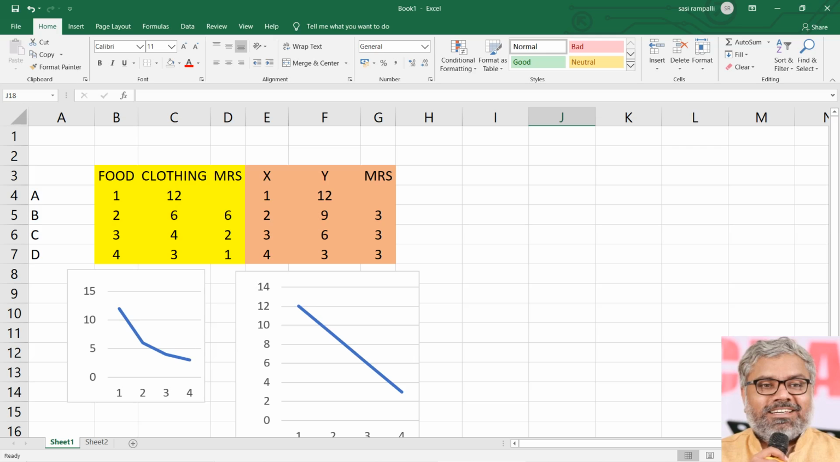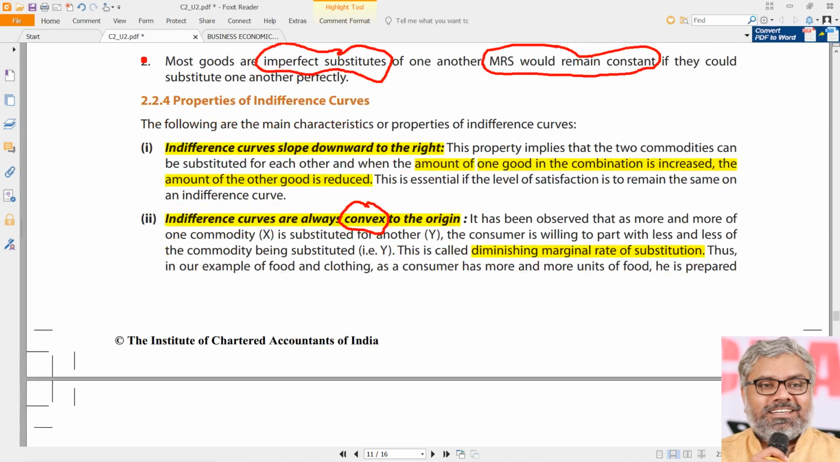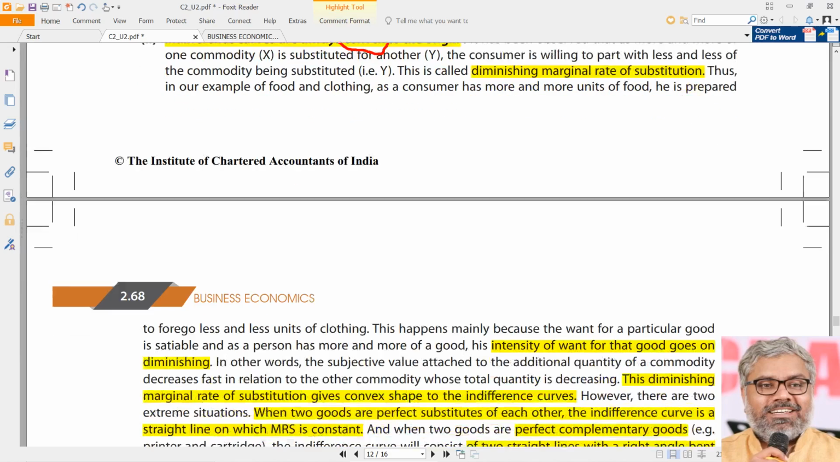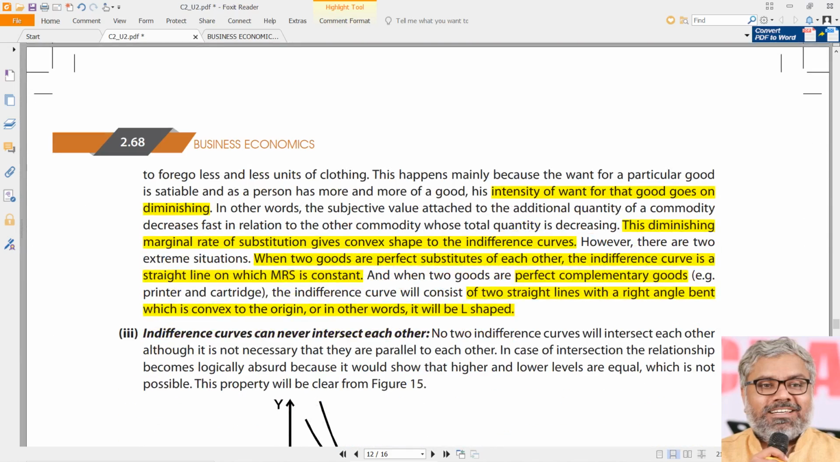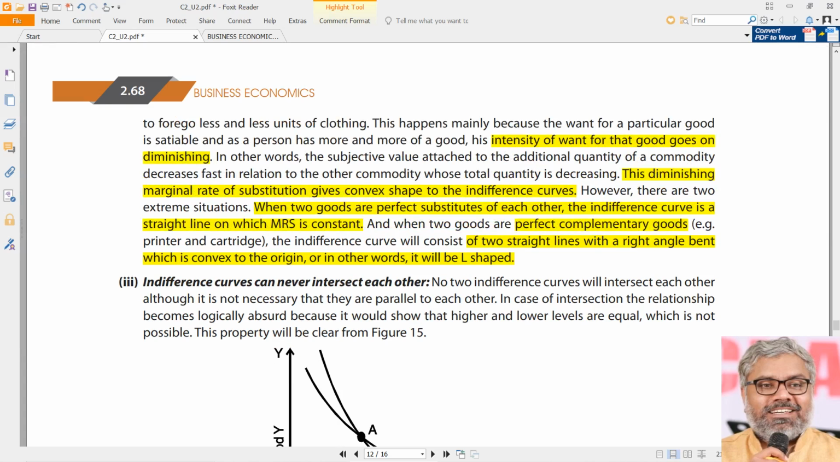When the marginal rate of substitution is diminishing, they are convex to the origin. When the marginal rate of substitution is constant, in which case they are perfect substitutes, then it is a straight line. Generally, which will not happen, the marginal rate of substitution is increasing. If at all that happens, then it would have been concave to the origin, which is not possible. Normally, the indifference curves are convex to the origin.